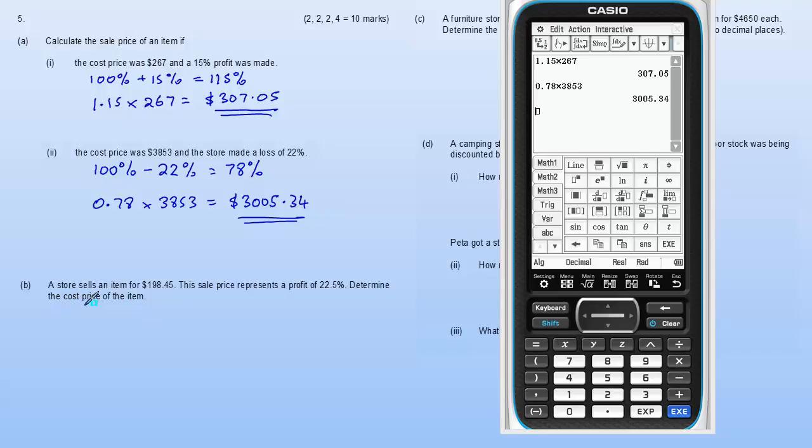A store sells an item for $198.45. This sale price represents a profit of 22.5%. Determine the cost price of the item. Now remember, the cost price is always 100%. The sale price is 100, add 22.5%, which is 122.5%.